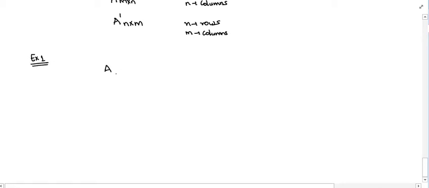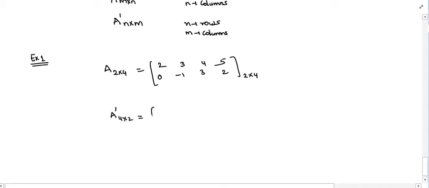Say A is a matrix of order 2 by 4. So 2 rows: 2, 3, 4, 5 and 0, minus 1, 3, 2. It is 2 by 4. So as per the definition, the transpose should be a 4 by 2 matrix. So it will have 4 rows and 2 columns.